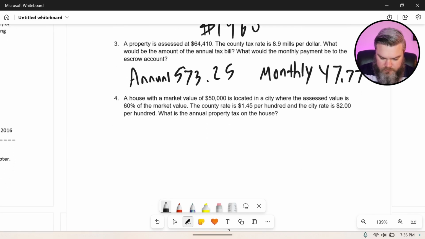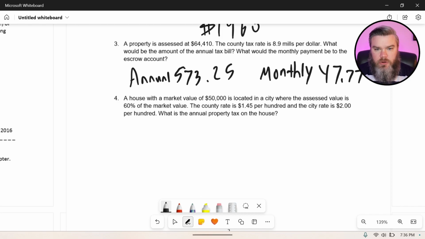Let's look at the next one. A house with a market value of $50,000 is located in a city where the assessed value is 60% of the market value. The county rate is $1.45 per 100, and the city rate is $2 per 100. What is the annual property tax on the house?